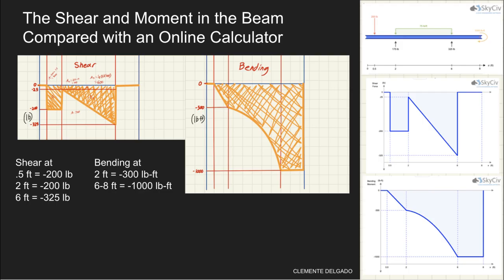We experienced a shear of negative 200 pounds from 0.5 feet to 2 feet, and from 2 feet to 6 feet, it is linearly decreasing from negative 25 pounds to negative 325 pounds. We also experienced a bending moment of negative 300 pounds per foot at 2 feet and negative 1,000 pounds per foot at 6 feet. We compared our shear and moment diagram with an online calculator, and we got the same results.